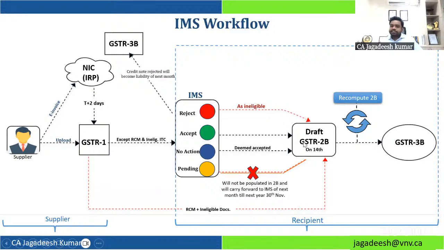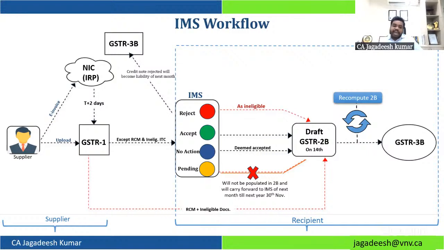So my GST, all these invoices will flow to my 2B. As usual, even after implementing the Invoice Management System (IMS), my 2B will get generated on the 14th. But here I have written the draft GST2B. What is this draft GST2B? Because it's not final.